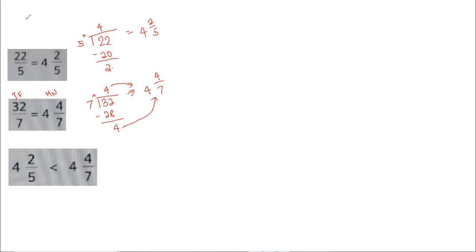Your actual task here is to compare which one is larger. So if you have 4 and 2/5, and you want to compare which one is larger between that and 4 and 4/7, you can say right away that the whole number does not really affect the comparison because they're both 4. So the only thing you need to worry about is the extra fraction. Those are really the ones you're comparing.